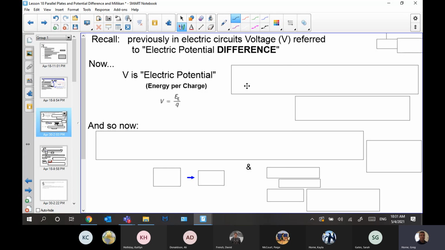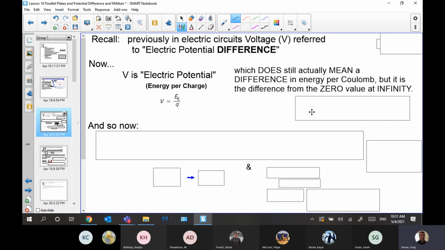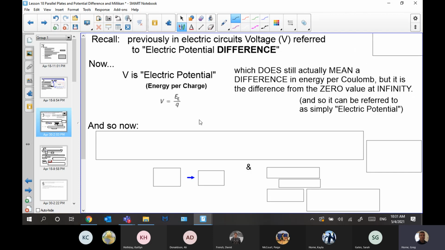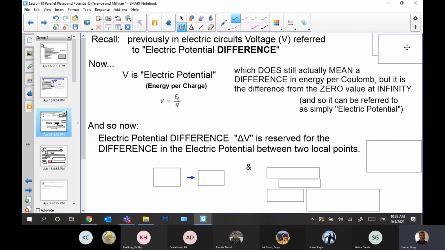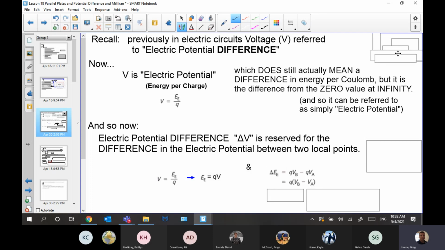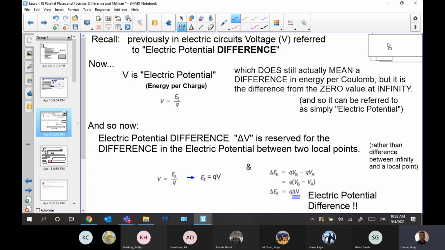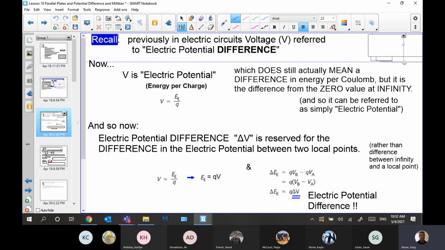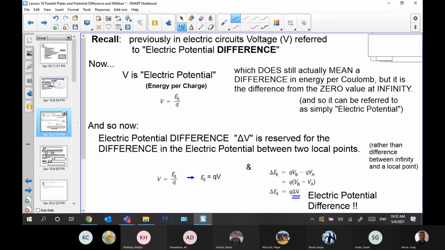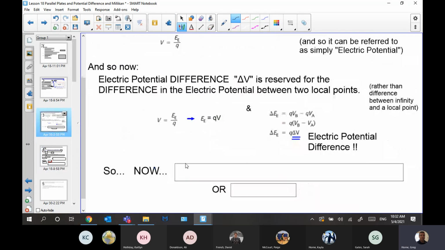And we're saying it's energy per charge. And it is still actually a difference though, because it's how different it is in comparison to infinity. And in comparison to that, we also talk about potential difference between two spots that are close by. And the two spots close by business is when we say delta V or VAB and all that. So I think that's like the third or fourth time I've talked about that. This is definitely a recall page here. We've already done this.